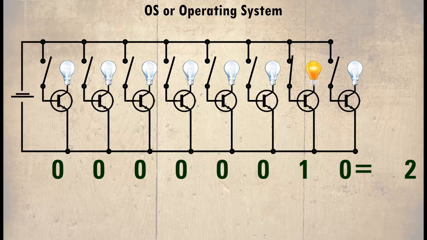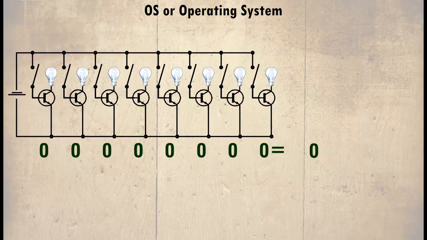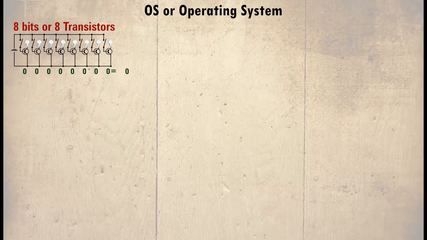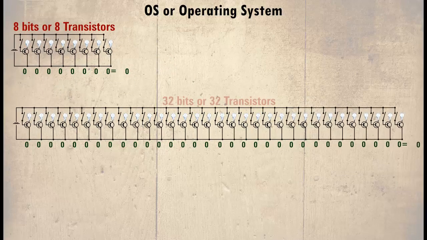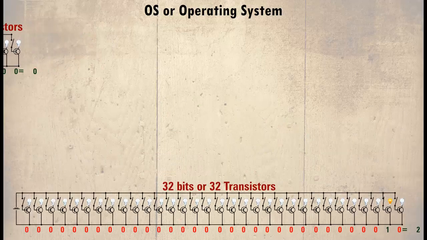A 32-bit number is really not that much different, other than it uses 32 bits, or in our example, 32 transistors. So number 1 would be 31 zeros and a 1 at the end. 2 would be 30 zeros followed by a 1, then a 0. So what's the advantage of increasing the number of bits?